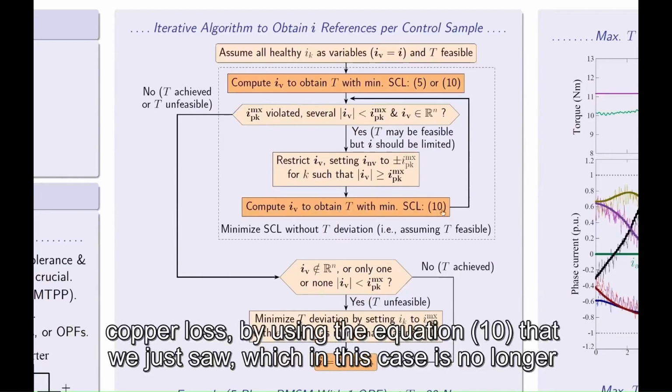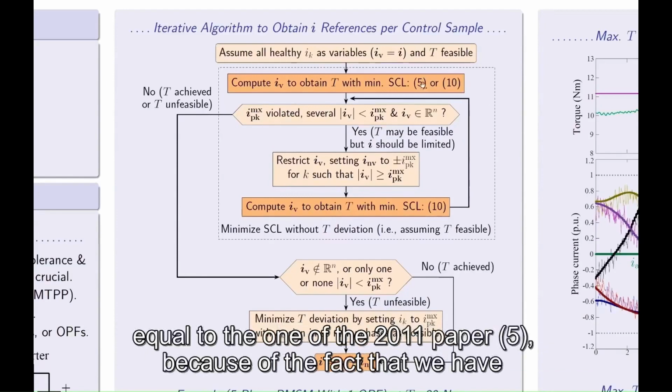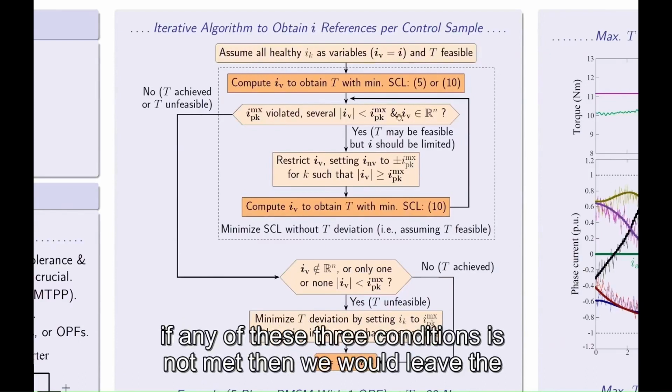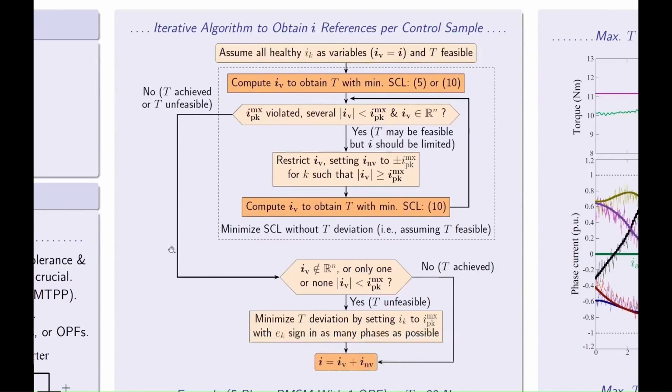Then we compute again the variable phase currents to obtain the reference torque with minimum copper loss by using the equation that we just showed, which in this case is no longer equal to the one of the 2011 paper because of the fact that we have non-variable currents. Here we check if three conditions are met simultaneously. If any of these three conditions is not met, then we leave the iteration loop.